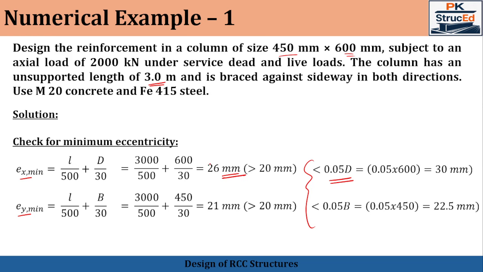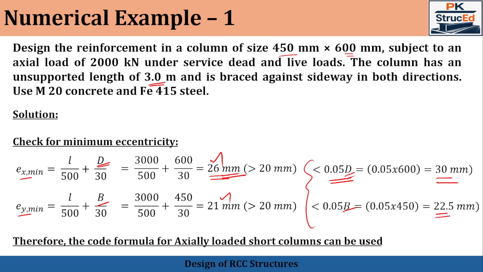Whereas in this case, you can see both the values are exceeding 20 mm. That is why we are checking the 5% of the dimension along the direction. So whatever the D we have taken here, that should be taken in this case. Here B will be taken in this case. So here, you can see 5% of the dimension is 30 mm. Here we calculated 26, which is less than 30 mm. So this one is satisfied. Similarly, along the y direction, the maximum value is 22.5, whereas the calculated one is 21, which is also well within the permissible limit. Therefore, the code formula for axially loaded short columns can be used in the design.